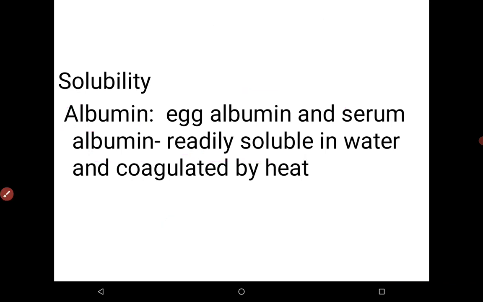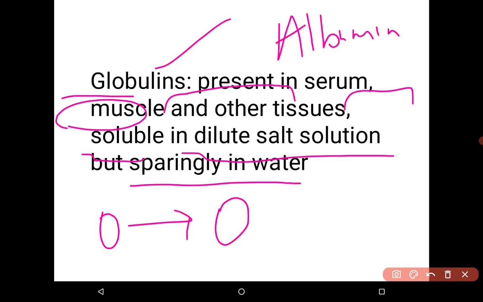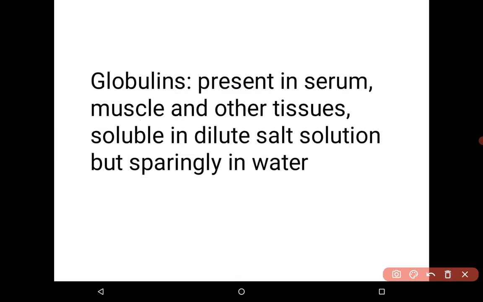Okay, you have other proteins that are basically insoluble. So you have globulins. These are also present in the serum. You can also find them in the muscle and even other tissues. These are sparingly soluble in water, they do not dissolve readily in water, but they can dissolve in dilute salt solution. So according to solubility, some dissolve readily in water, others do not, but they can dissolve in a dilute salt solution. Those are globulins.